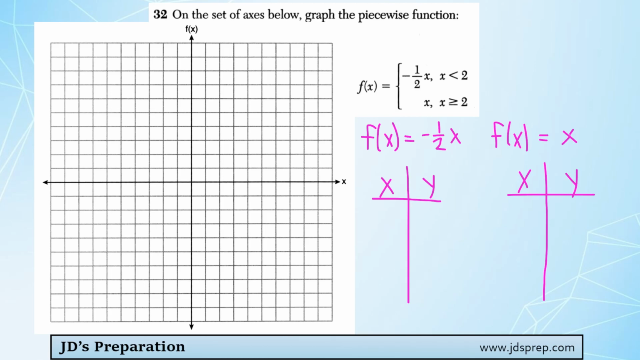So in this problem, we're going to graph f of x. It's a piecewise function. So it looks like when x is greater than or equal to 2, for example, f of x is equal to x. So let's go ahead and start with that and create a table of values.